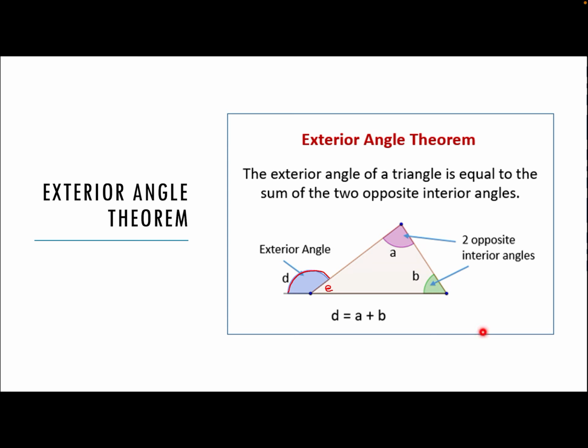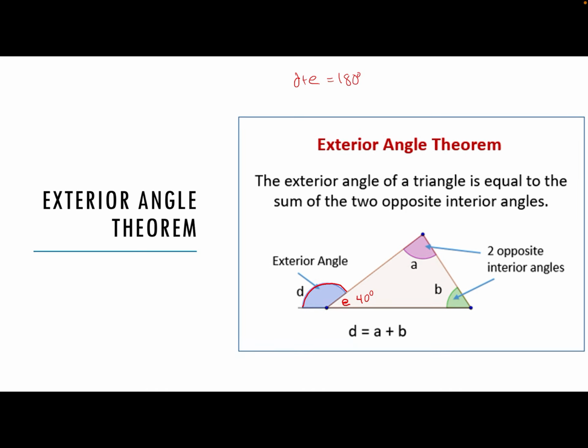So say angle E was, that looks like it could be a 40-degree angle. Then because D and E form a linear pair, we know that D plus E equals 180 degrees. And so in this instance, say that E was 40, so D plus 40 equals 180. And so that's going to imply that D has to equal 140 degrees.